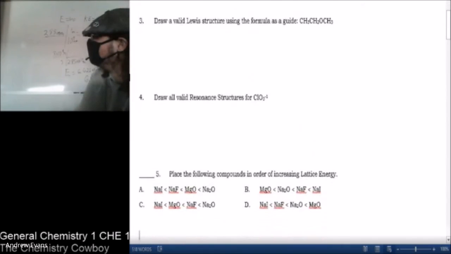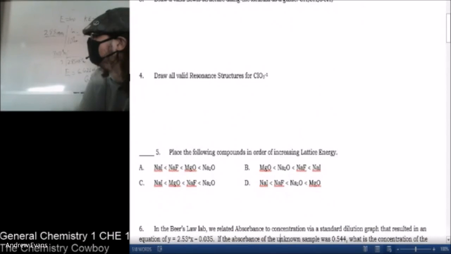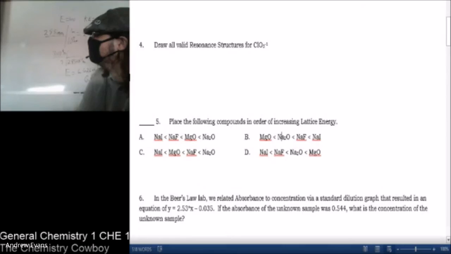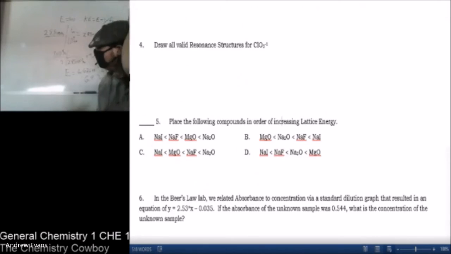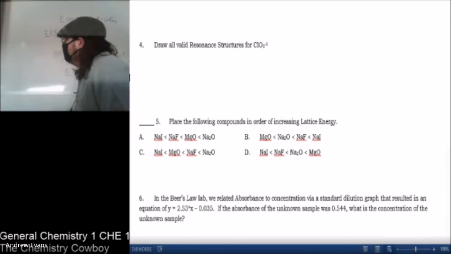Skipping. Here we go. Put the following compounds in increasing lattice energy. This one is the first one where you have to think about it, it's kind of tricky. MgO, Na2O, NaF, NaI. So let's look at those.